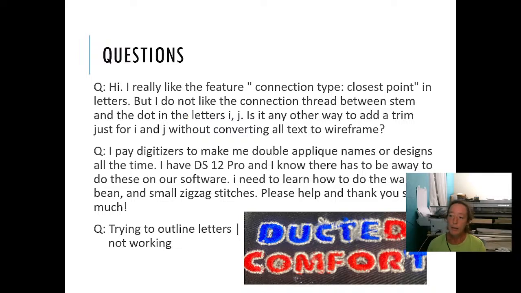I really like the feature connection type closest point in the letters, but I don't like the connection between the dot in the letters I and J. Is there any other way to add the trim without converting it to wireframe?